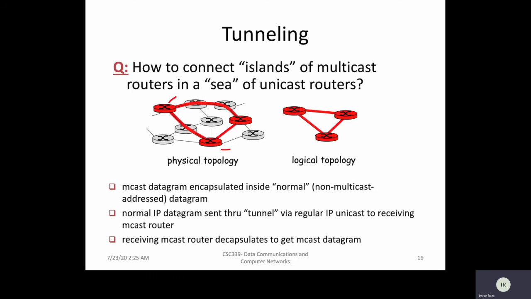So what we can do is send a normal IP datagram through a tunnel. That is, the multicast datagram will be encapsulated inside the normal datagram, right? And when it is received by the multicast routers, it decapsulates it and processes it accordingly.